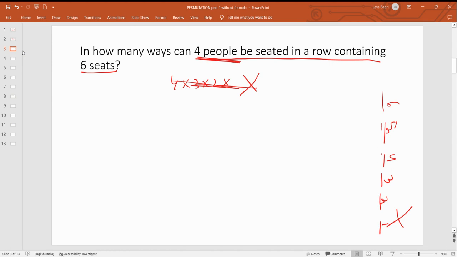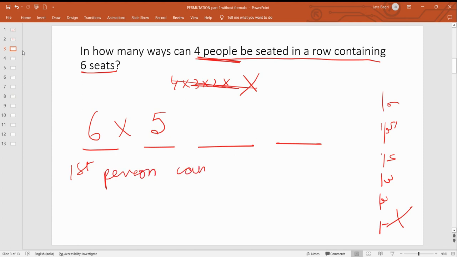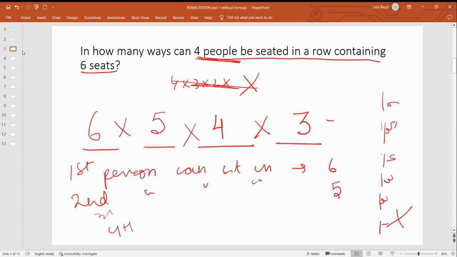The first person can sit in six ways because there are six empty seats. The second person can sit in five ways because one seat is already occupied by one person. So you write it like this: the first person can sit in six ways, the second person in five ways, and similarly the third person and the fourth person, so that is 4 and 3. So the answer is 360. You don't have to do anything else, just find out the number of ways and multiply.